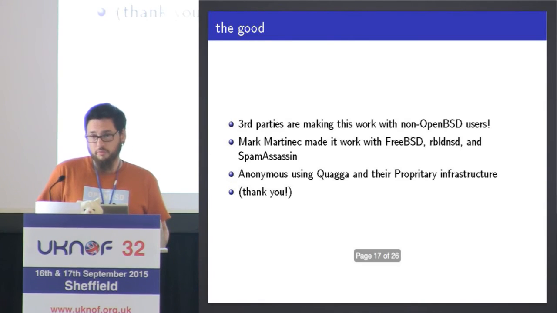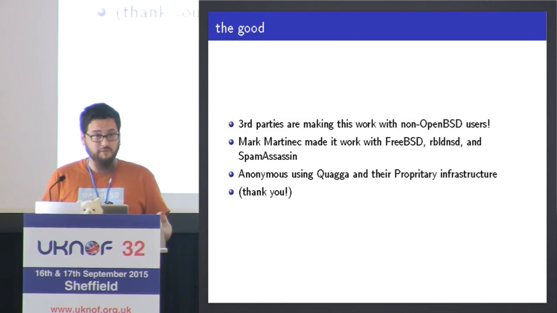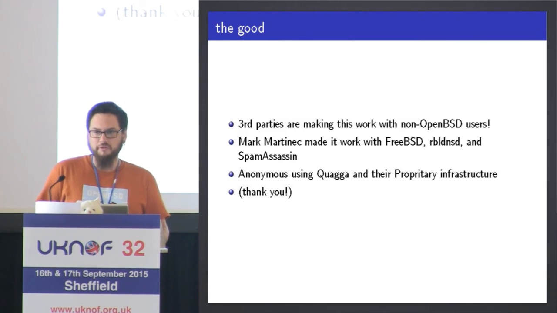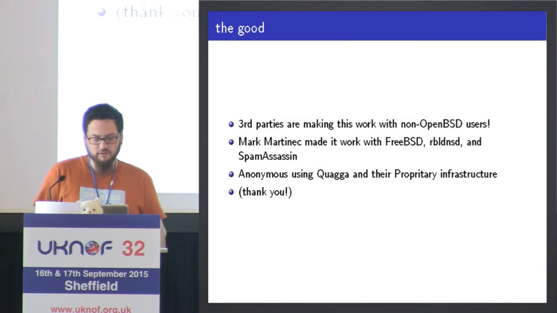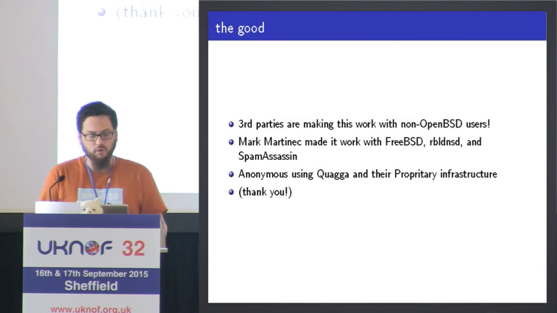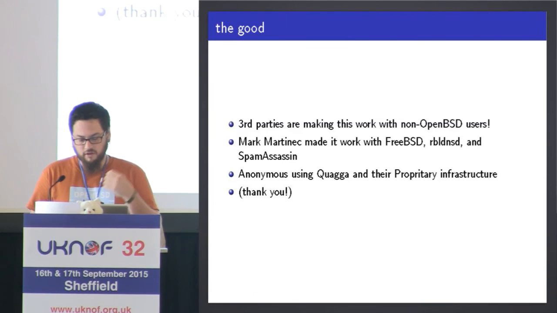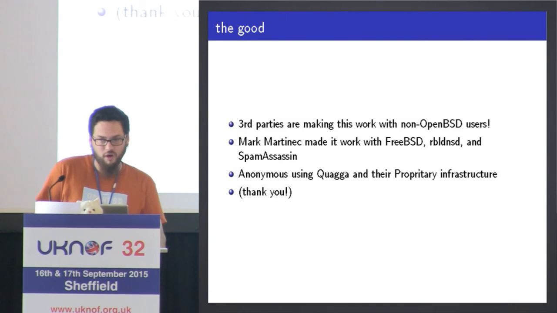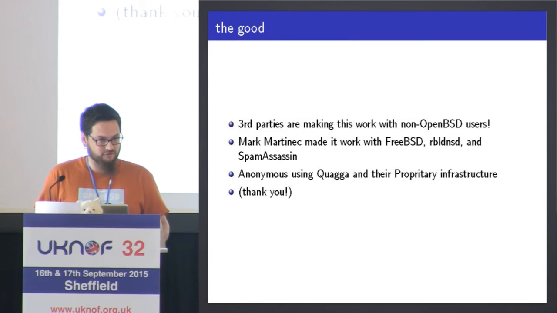Originally, this was all done purely in OpenBSD, and this was presented at a BSD conference, so there were a lot of OpenBSD people in the audience. My original examples were purely on OpenBSD and using OpenBGP for this. I had two different users submit how to configure it with FreeBSD and another tool, SpamAssassin. Another person who wishes to remain nameless is using Quagga and their own internal infrastructure for spam. Thank you to them.